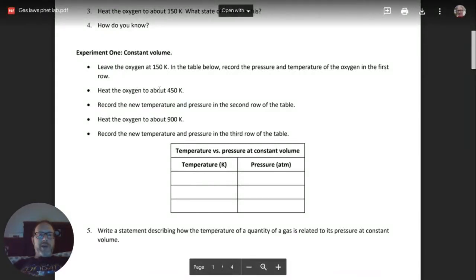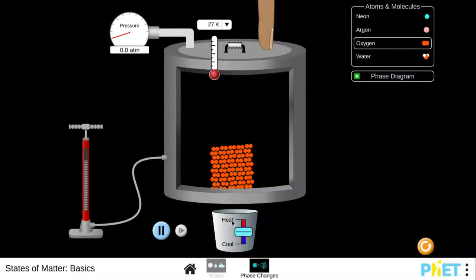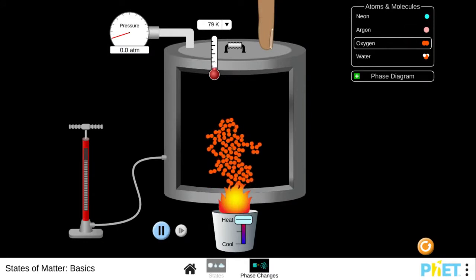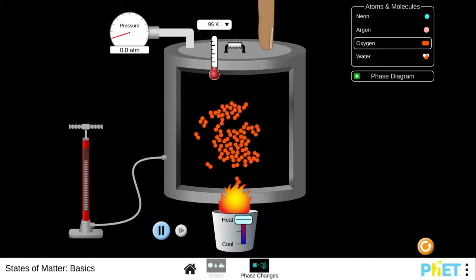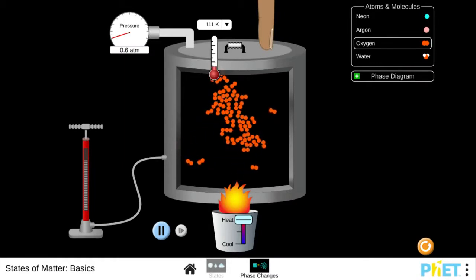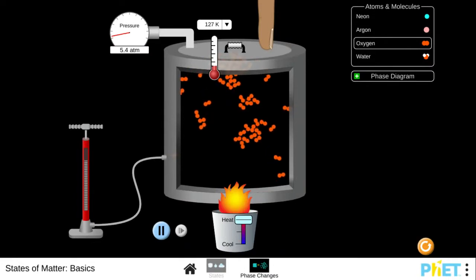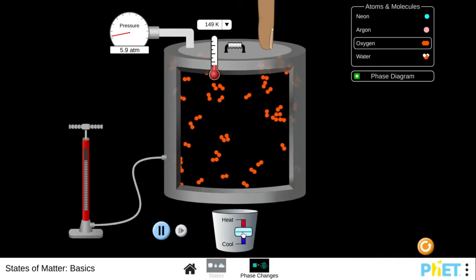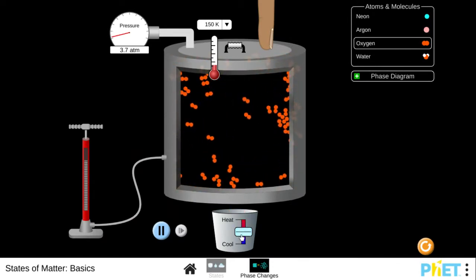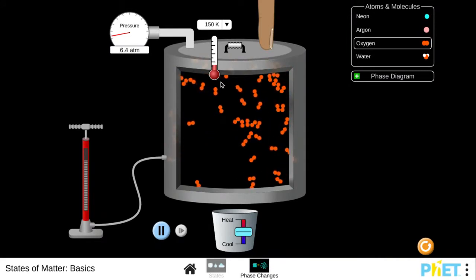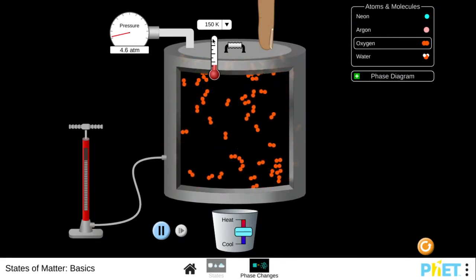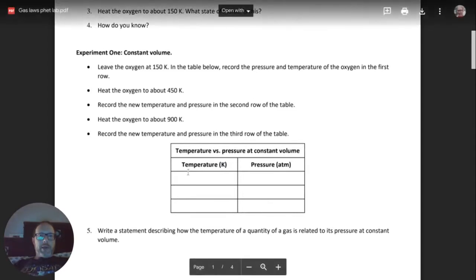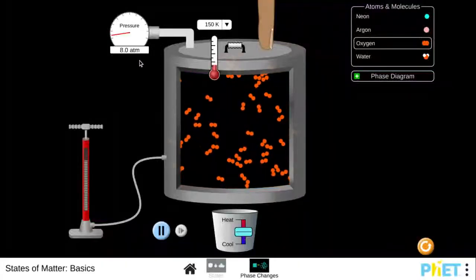So just to give you an example, if we heat this up to 150 Kelvin, apply heat until that temperature meter at the top gives me 150. And you can see just from doing this, we're already getting some pretty impressive changes to our particles that are inside the container there. So looking at this on my data table, I would record 150 for my temperature.